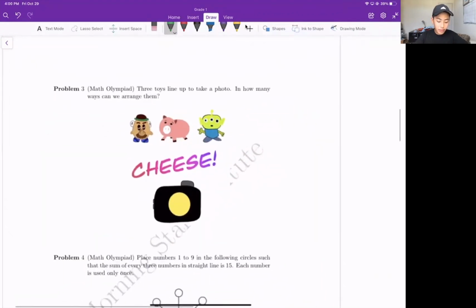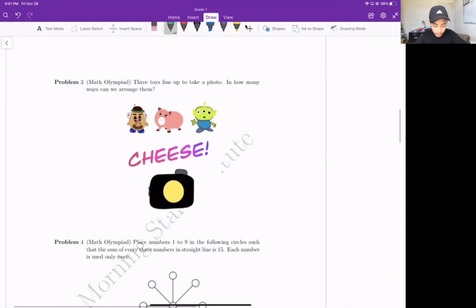For problem 3, the question states that 3 toys line up to take a photo, and how many ways can we arrange them? So let's label this as A, this as B, and this as C. So this is A, B, and C. So for the first one, we could do A, B, C. And for the second one, we can switch C and B up. So that's A, C, and B.